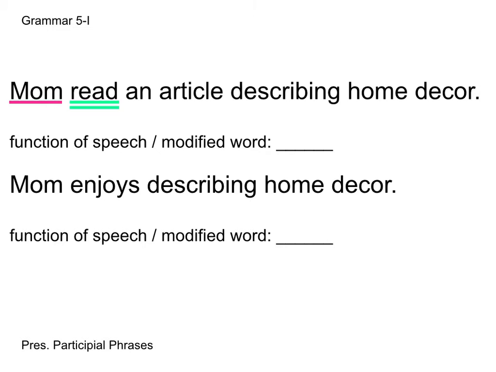verb in this sentence. And then what is being read? What's receiving the action of that verb? The article. So that is our direct object. And then we have the phrase describing home decor.